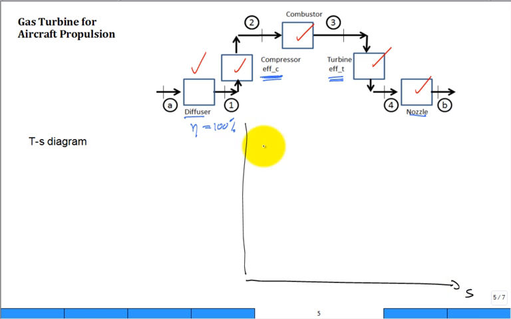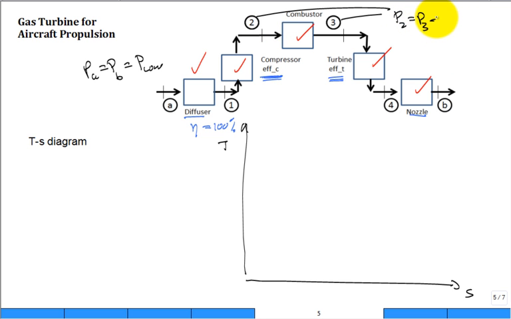Temperature entropy diagram. I want to first sketch lines of constant pressure. And the lowest pressure will be PA equal to PB. That will be my low pressure, right? What's going to be my high pressure? P2 is equal to P3 is equal to P high. True? So right away I want lines of constant pressure for an ideal gas on a temperature entropy diagram. What do they look like?